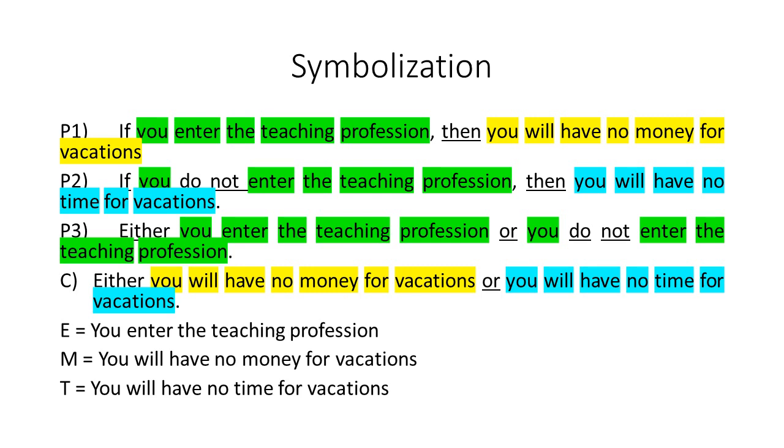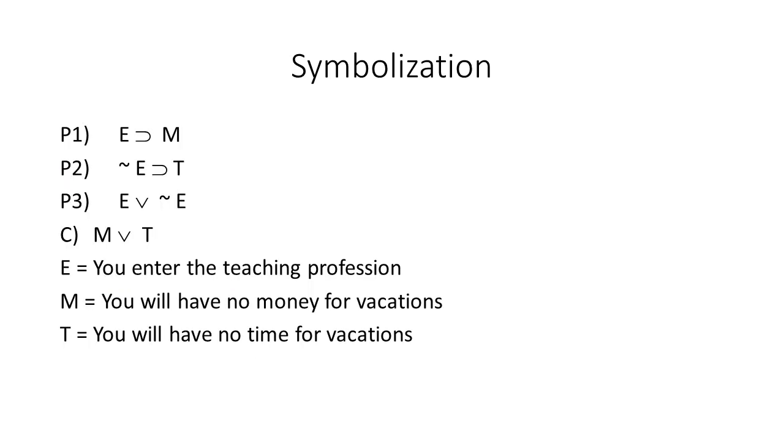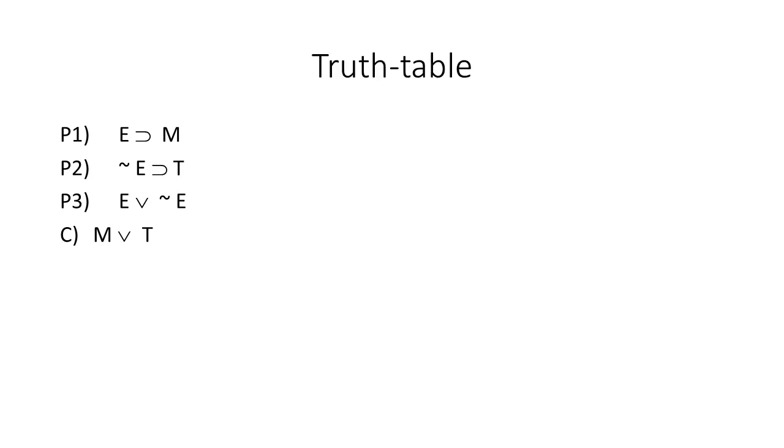So again, try to symbolize this. You can pause this and do it on your own. So I got this: E horseshoe M, tilde E horseshoe T, E wedge not E, M wedge T. So good, this is what you should have come up with. Next we want to build a truth table for this.